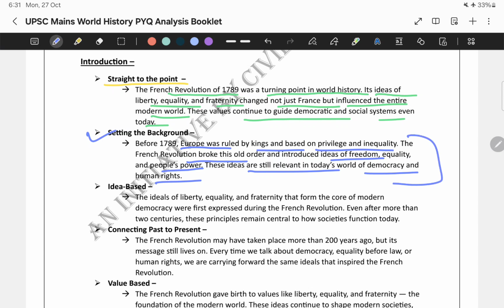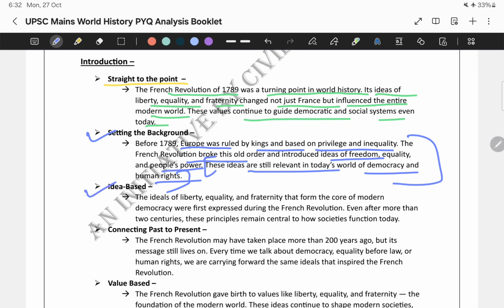So I hope you got how you are connecting the French Revolution with today's lives as well. Over here, if you see the last line, it's mentioned that these ideas are still relevant in today's world of democracy and human rights. So that means you are directly addressing the question, but in the initial part, you were setting up the background.